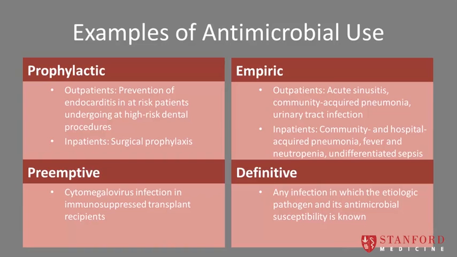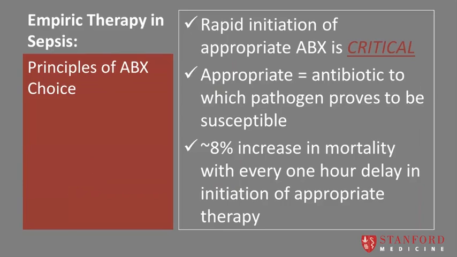In the inpatient setting, the use of empiric antibiotic therapy is widespread and includes patients with community and hospital-acquired pneumonia, fever with neutropenia, undifferentiated sepsis, and the like. And finally, definitive antibiotic therapy is tailored to treat any infection in which the etiologic pathogen and its antimicrobial susceptibility pattern are known. We will now focus on empiric therapy, and more specifically on empiric therapy in sepsis.